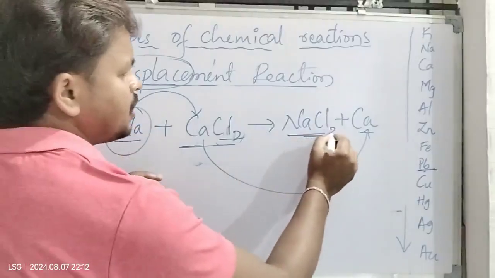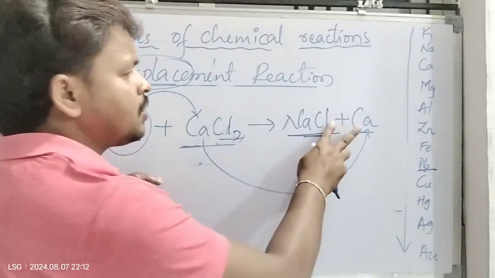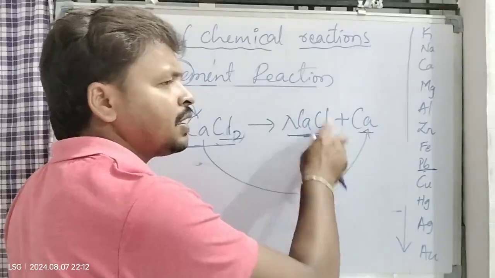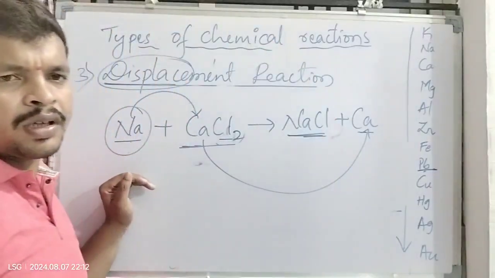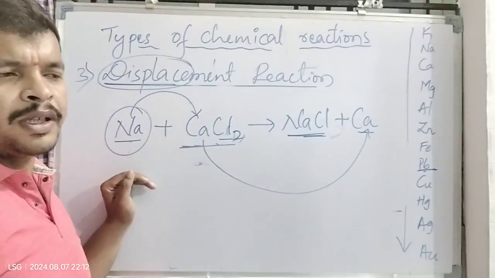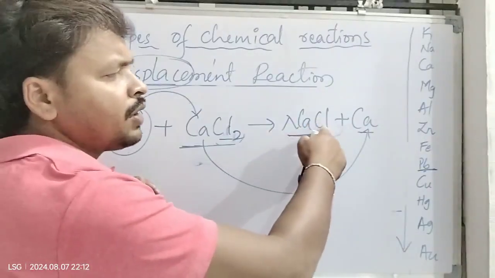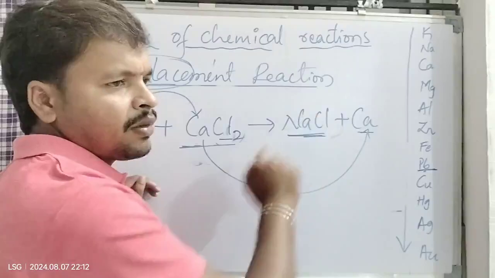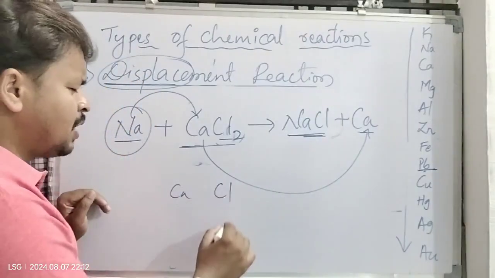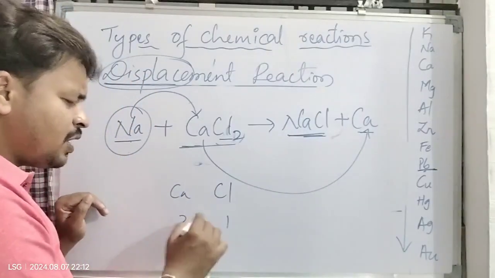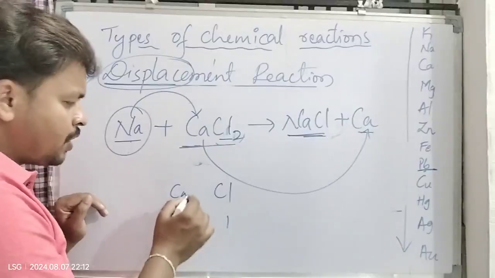Sir, then we can write NaCl2. You are not supposed to write that. Sodium chloride means NaCl. We have studied in 9th standard how to write the compound. It depends on the valency of the ions. Sodium valency is 1, chlorine valency is 1. In calcium chloride, chlorine valency is 1, calcium valency is 2.